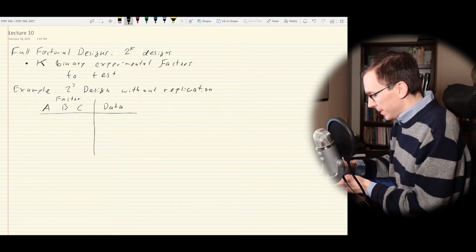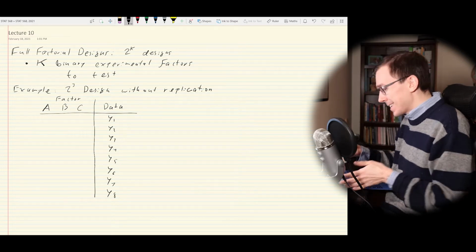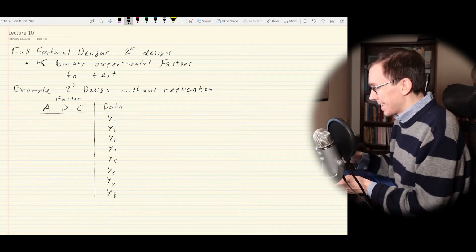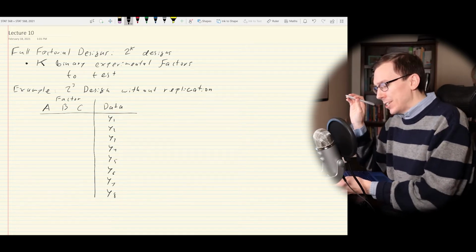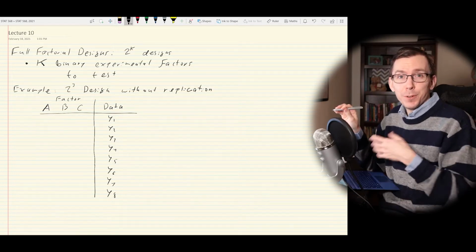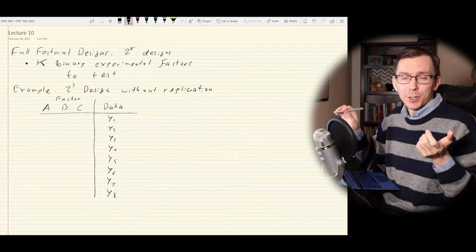And well, let's just write it in here. We're going to have y1, y2, y3, y4, y5, y6, y7, and y8. Why did I write all of this? I wrote it so that you can get a sense of what the design would look like. Now, each of these factors, A, B, and C, are going to have 2 settings, basically an on and off, or a plus or a minus.